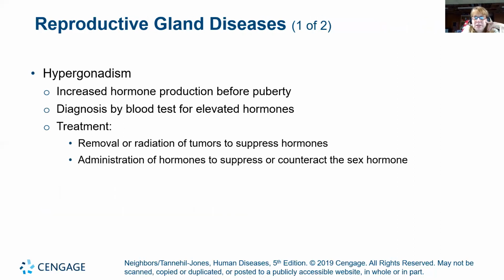Hypergonadism. This is an increased hormone production before puberty, okay? So this is when in younger children we start seeing puberty, some things happen, and it's quite frightening when a 4 and 5-year-old starts to get some characteristics that we wouldn't normally expect. So for the diagnosis, we will have them do blood tests for elevated hormones, okay? Then they'll try to find why, okay? Is there a tumor, okay? Or is that gland just functioning abnormally, and they'll try to give the opposite hormone to try to suppress and counteract the sex hormones.